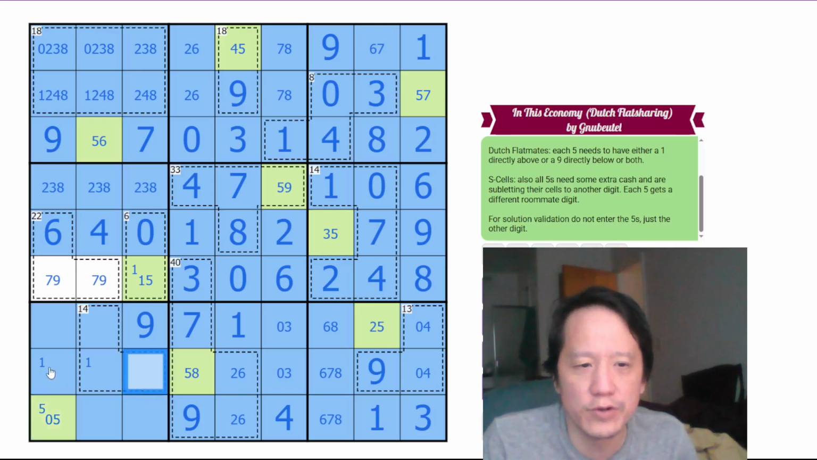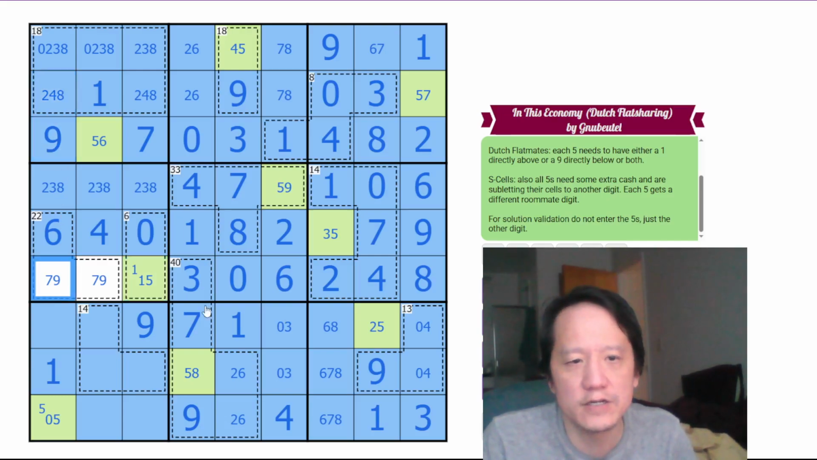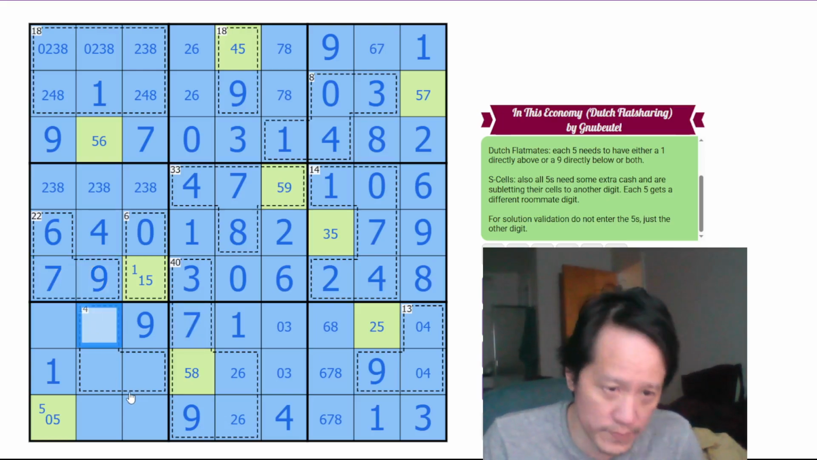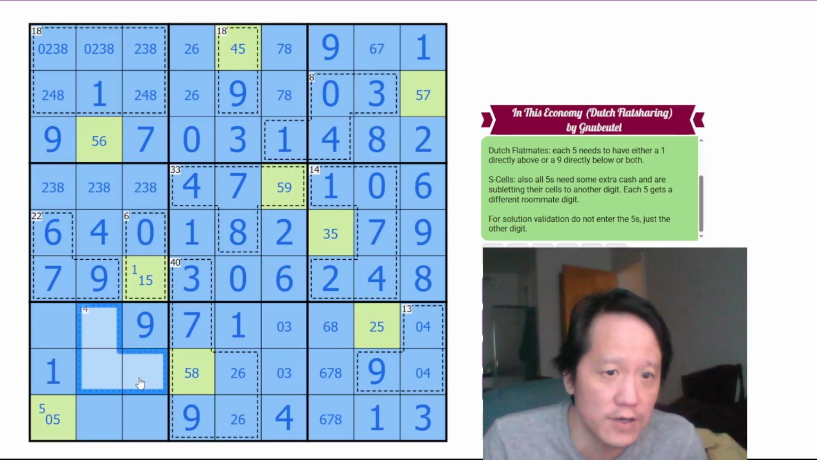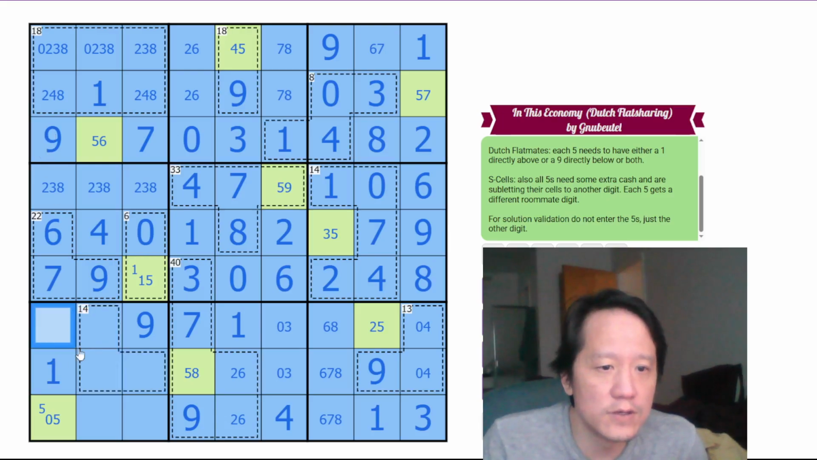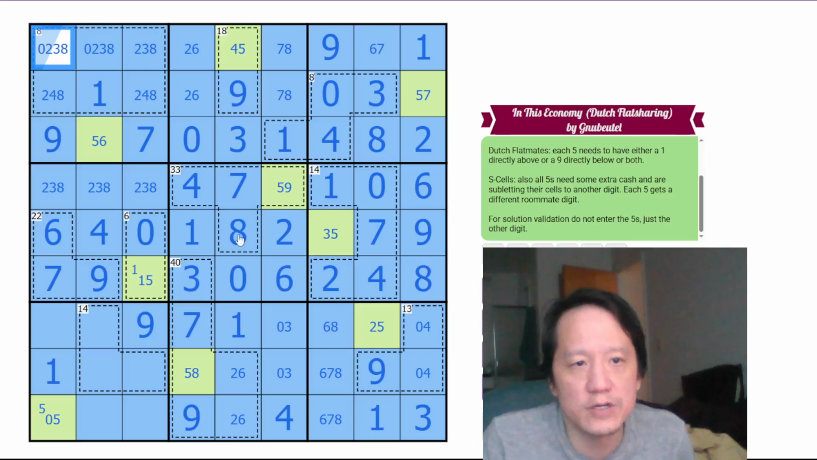So this is Schrodinger, which needs a 1 above it. So this is 1. This has to have a 1 above it. So this can't be 1. This 9 eliminates 9 here. So it's 7 and 9, which are not Schrodingers. You have to have... this 0 eliminates 0 here. So the 0 has to be here.